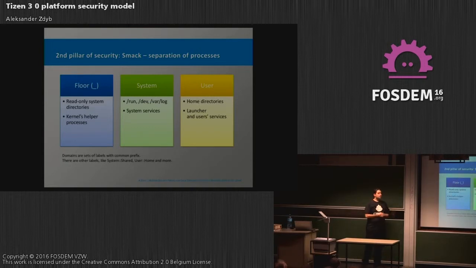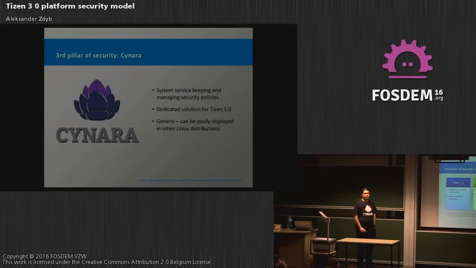In Tizen we have three domain policies. The first of the domains is floor, and we put some system directories in this domain. Next is system, where we run every system service, and user, with user directories and user services.